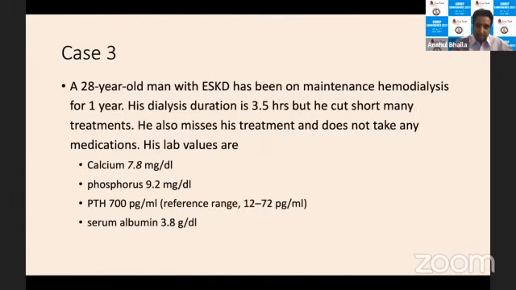This is another case, a young man on dialysis who does dialysis for 3.5 hours, but he cuts short a lot of treatments. He misses a lot of treatments. He does not take his medications, and his calcium is low. His phosphorus is very high. His PTH is higher than the reference range, and higher than even 9 times normal. And his albumin is slightly low.